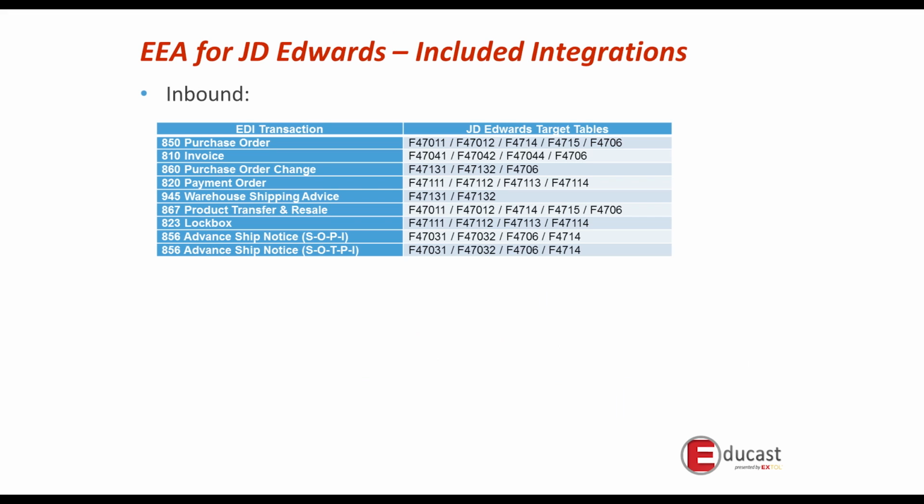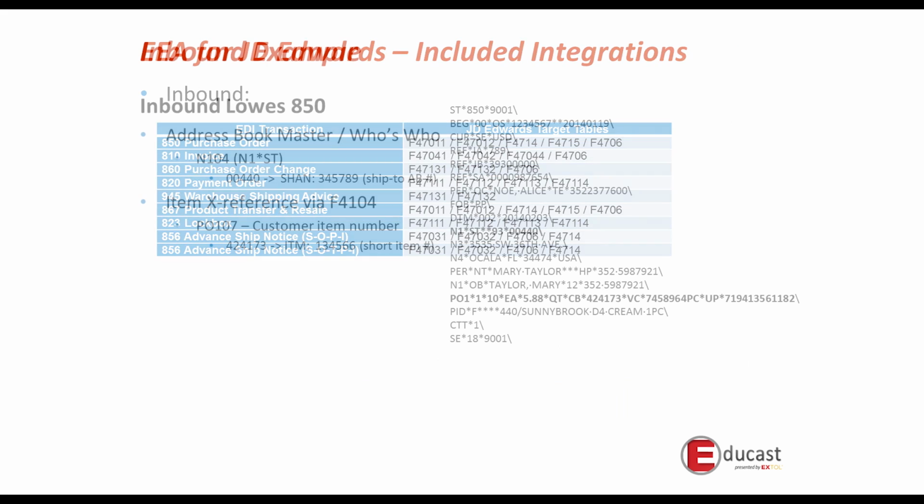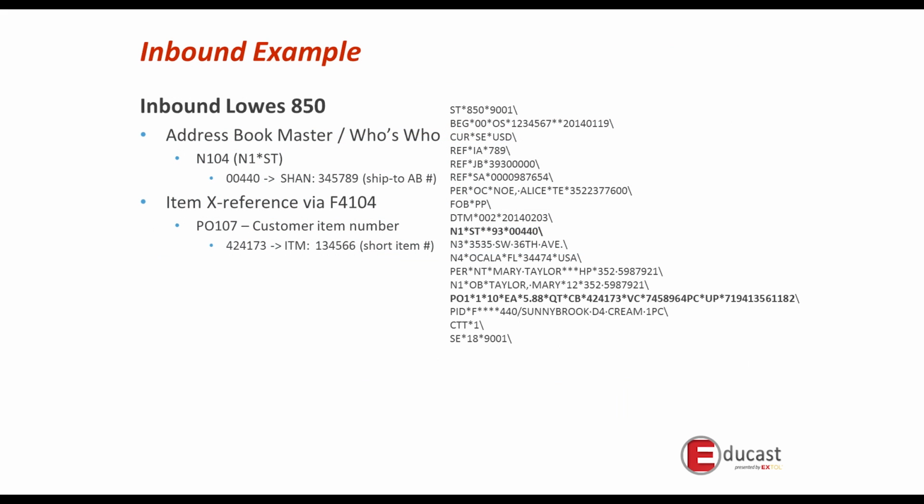These are, as you can see, inbound transactions, and these are the target tables that we interface with within JD Edwards E1. Let's move to our next slide. In our next slide, we're going to be looking at the inbound 850. In the inbound 850, this is a generic sized one for Lowe's.